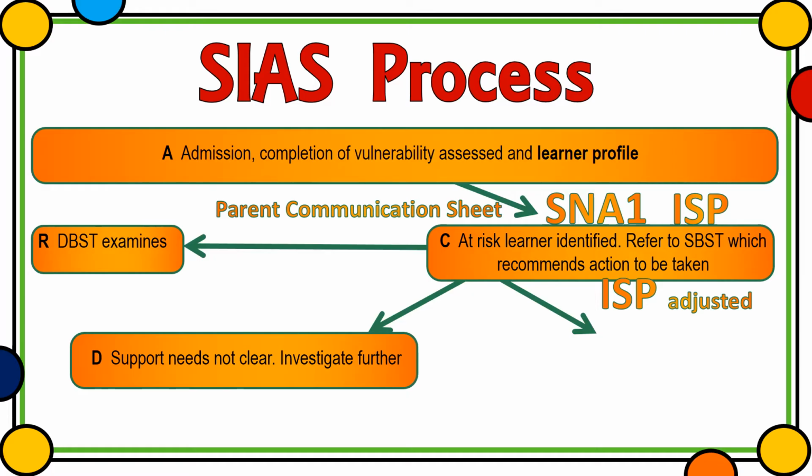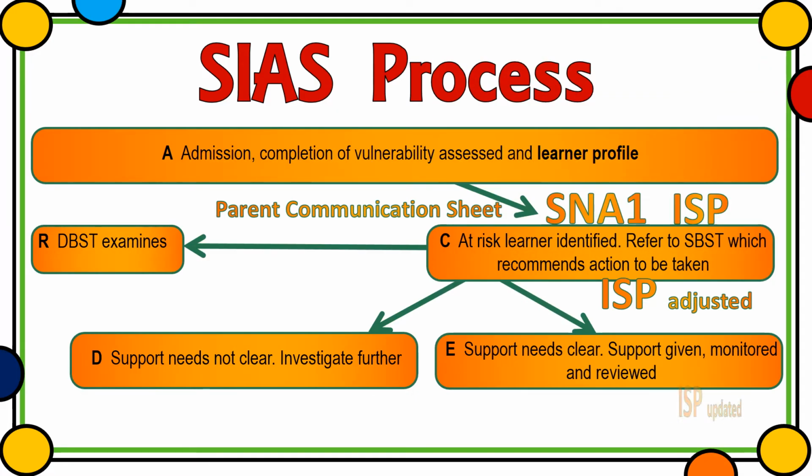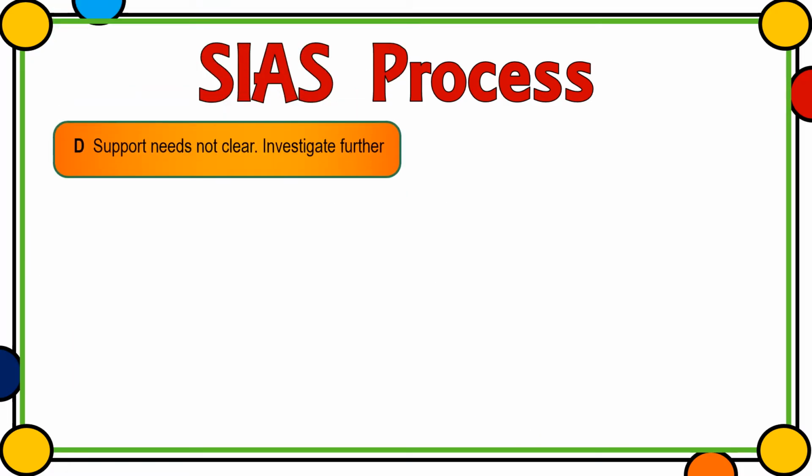We might have problems identifying the specific needs of a learner, and then the support needs will not be clear, which will mean that we will have to investigate further. On other occasions, the support needs might be very clear, and we might continue with intervention. However, the intervention strategies must be monitored and reviewed, and that is why the learner observation sheet is so important. And that is why the ISP should also be updated after a specific time. If the support needs are not clear, further investigation is needed.